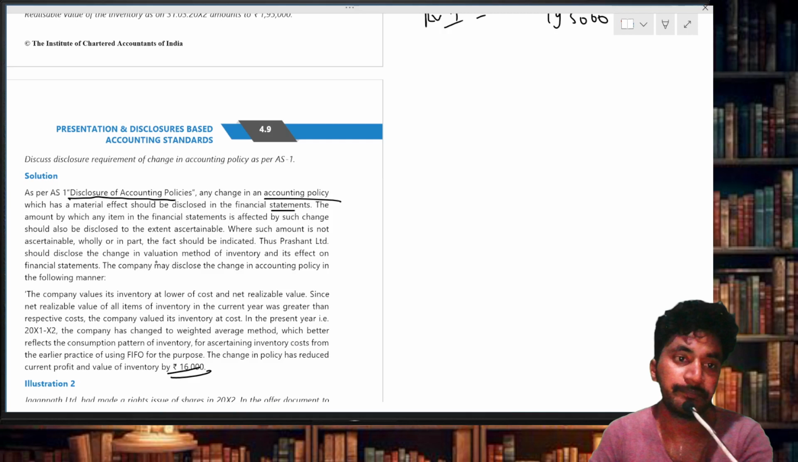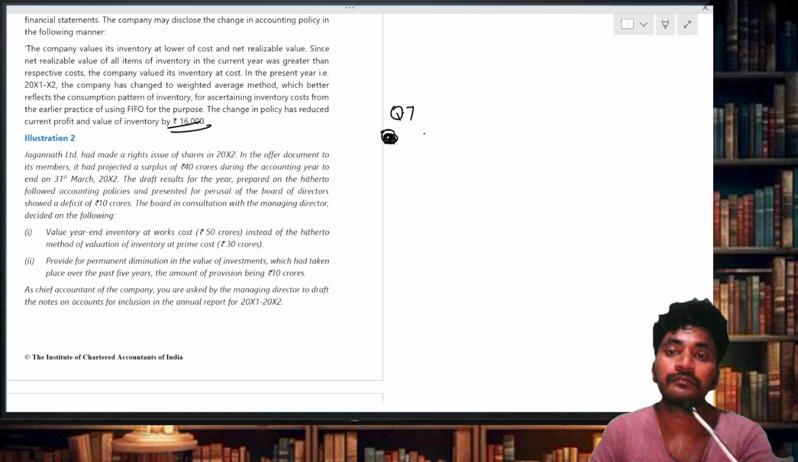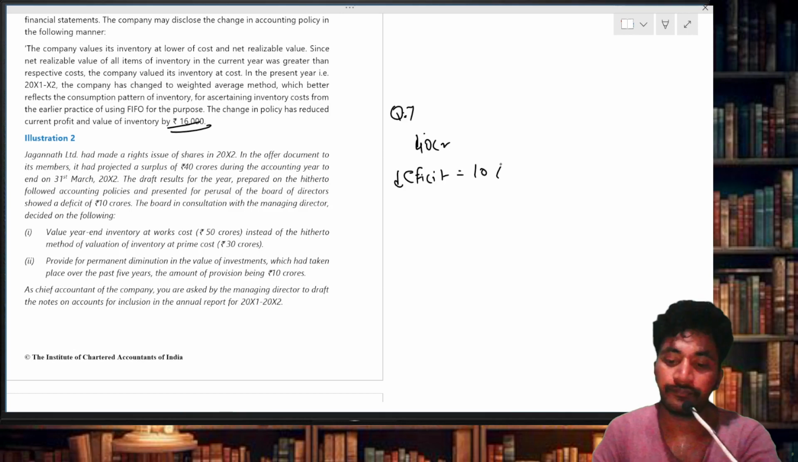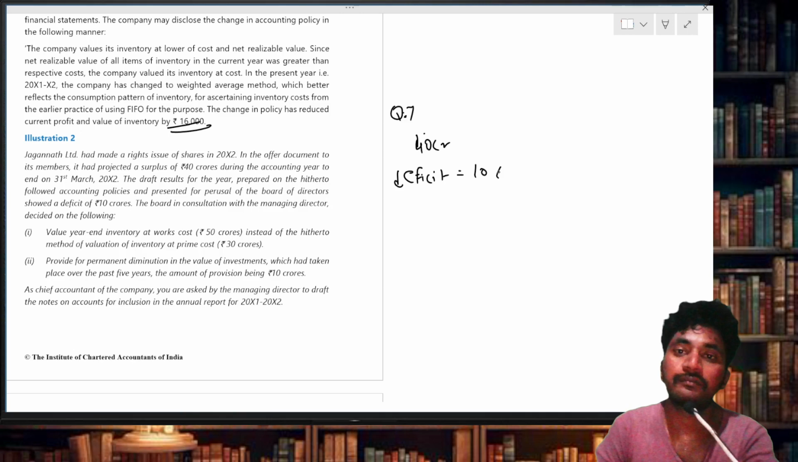Problem 7. Jagannath Limited had made a rights issue of shares in 2022. In the offer document to its members, it had projected a surplus of 40 crore, and in drafting, prepared the following accounting policies within the board. Deficit, how much came? 10 crore. Surplus.